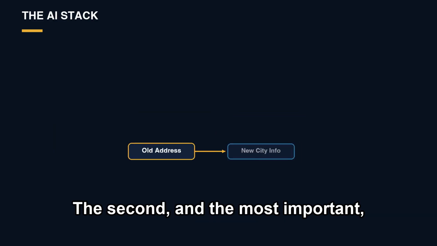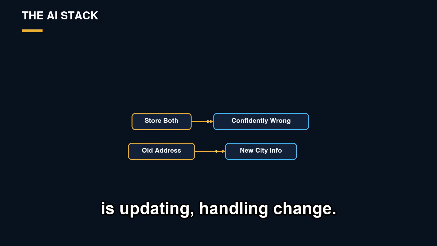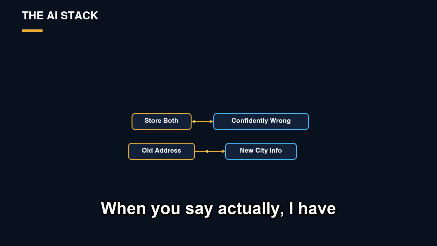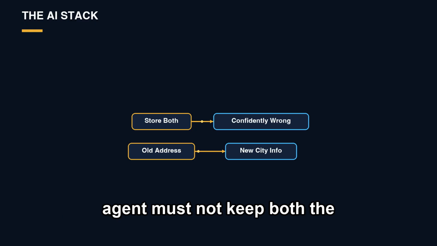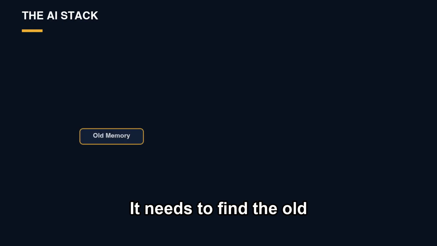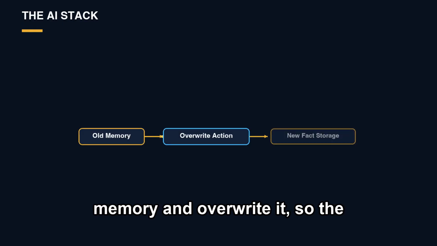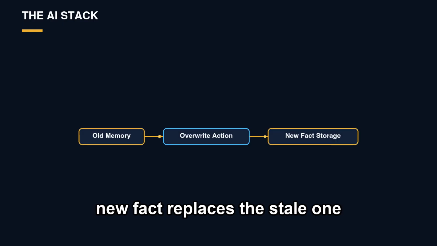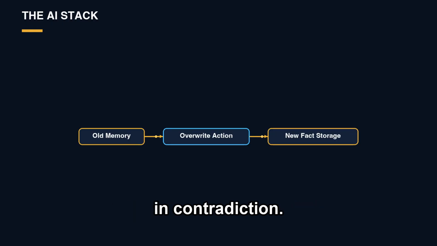The second, and the most important, is updating, handling change. When you say, "actually, I have moved to a new city," the agent must not keep both the old address and the new one. That is how it ends up confidently wrong. It needs to find the old memory and overwrite it, so the new fact replaces the stale one rather than sitting next to it in contradiction.